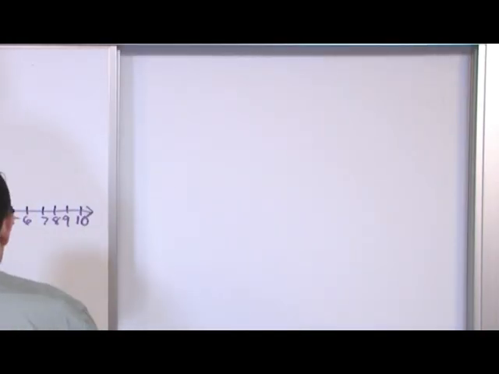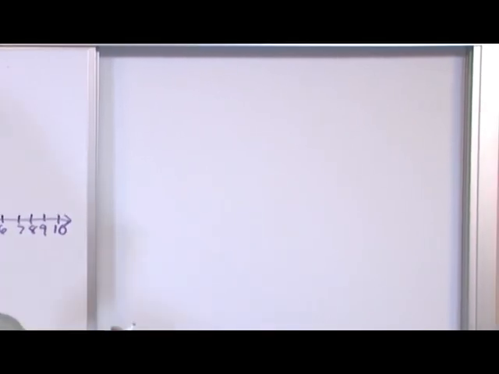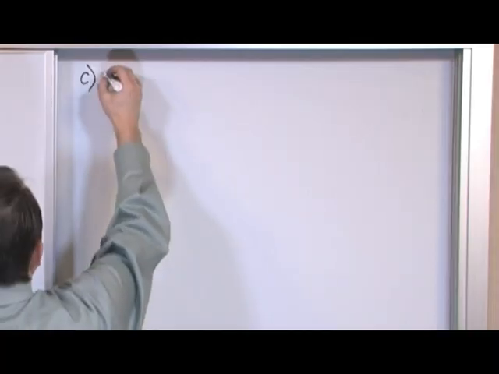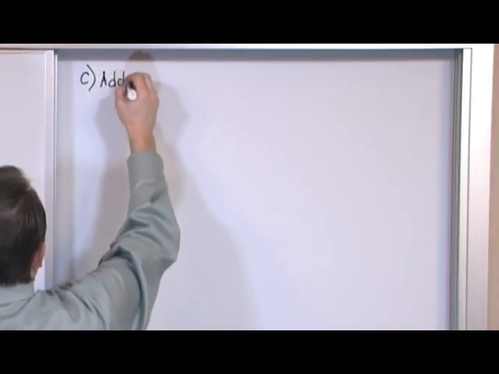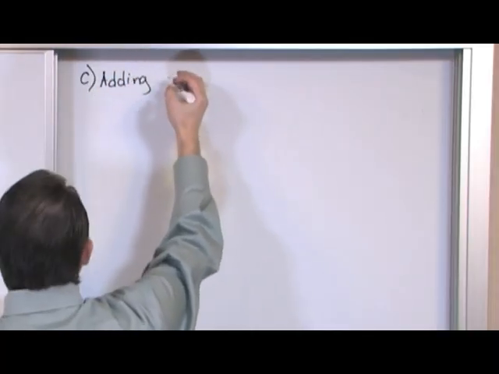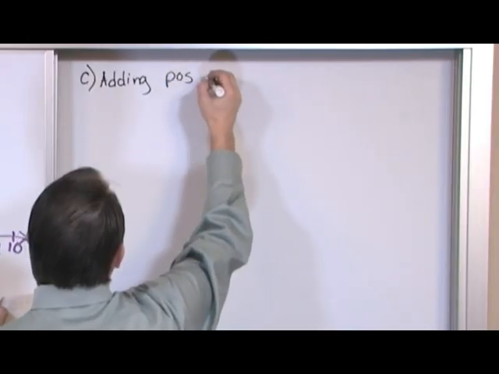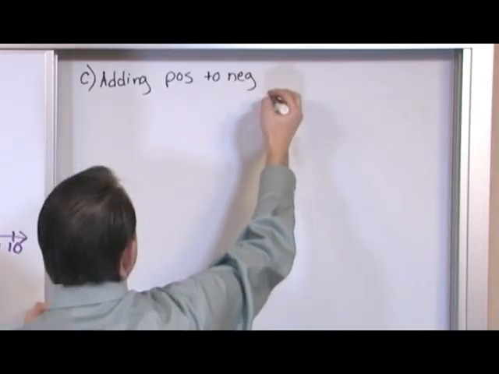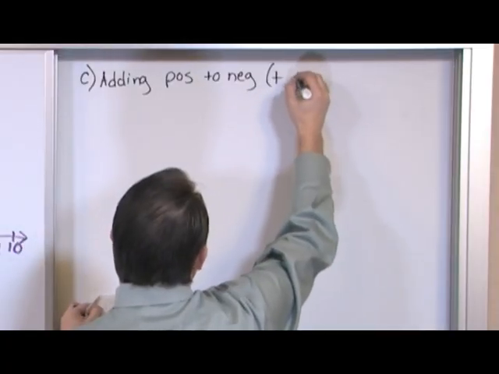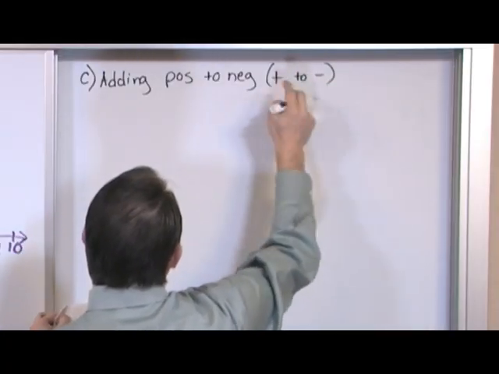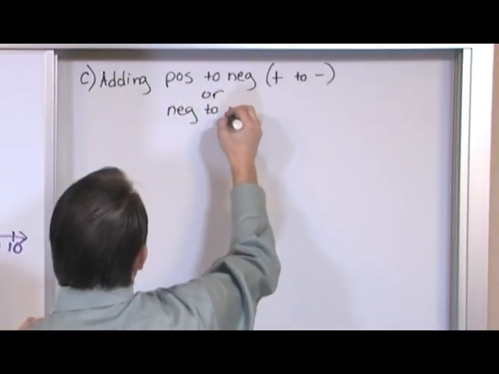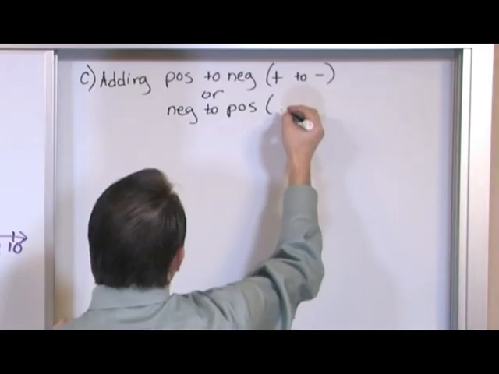Okay, now for the third case, it's not very difficult, but we're going to go ahead and make a lot of examples out of it so that you understand. If you're adding either a positive to a negative, which you could write as positive to negative, or negative to positive, the good news is you're going to do exactly the same thing in both cases.